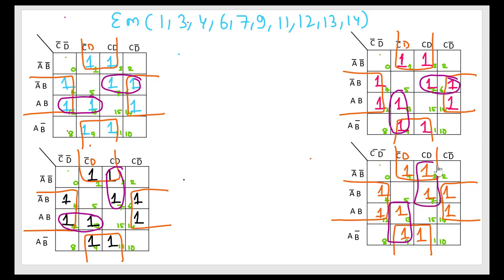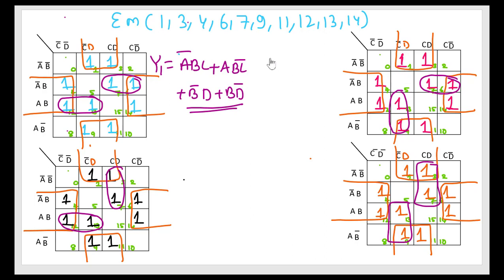If you look here, your quad min terms are the same, only you are getting a change in the pair terms. If you start writing y1 for this one, you are going to have the expression A bar BC plus AB C bar plus B bar D plus BD bar. If you look, these two are the quad terms. This is the same for all the 4 K maps.